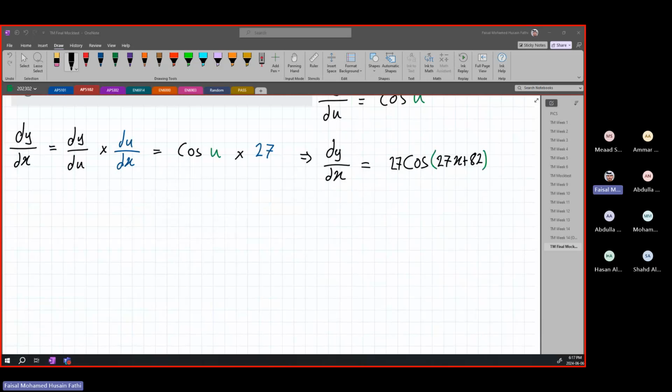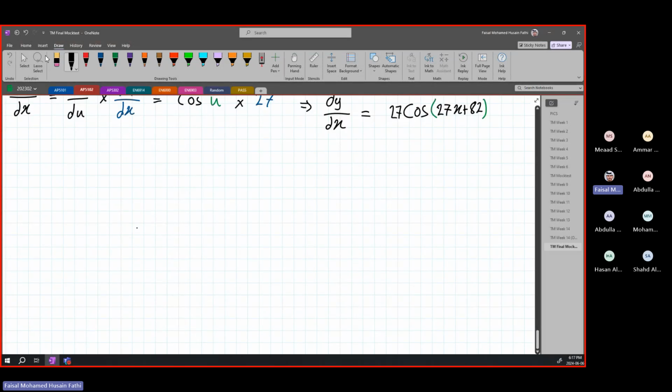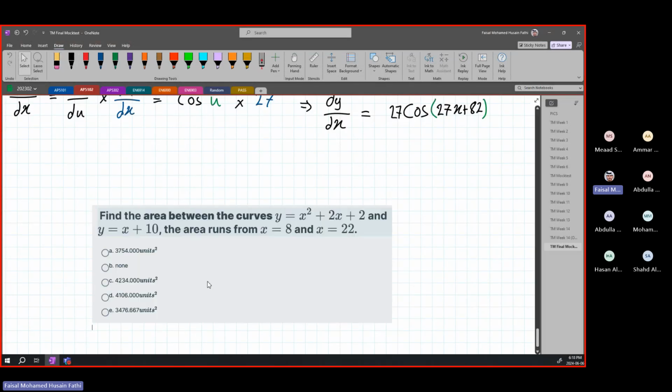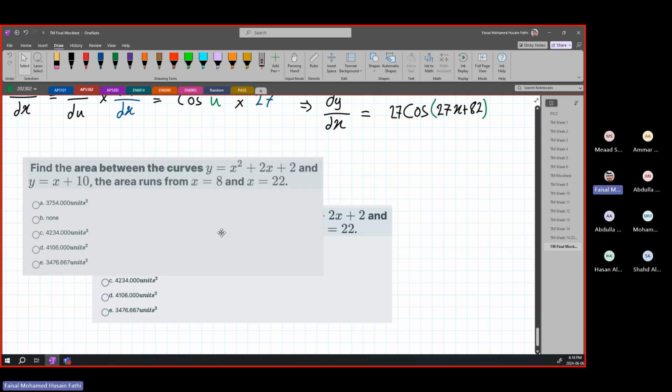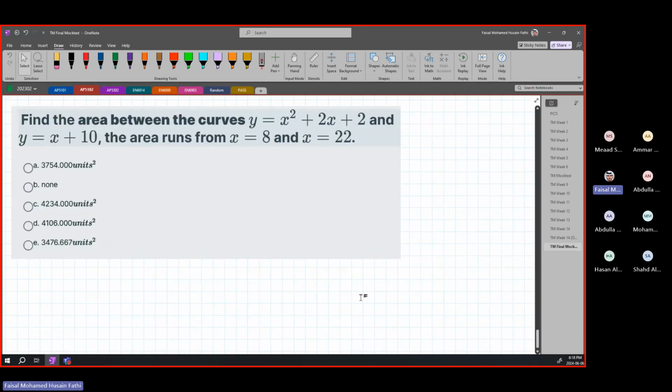Now, let's look at this question. This is an actually good question. So far, I believe everything is very straightforward, nothing too complicated. This one might confuse people when they look at it the first time, but remember the rules that we have. So now they want us to find the area between the curves.